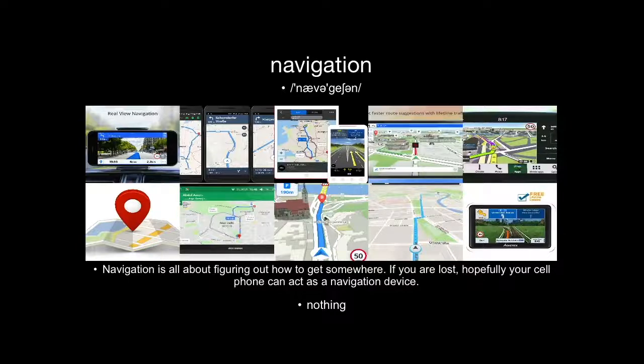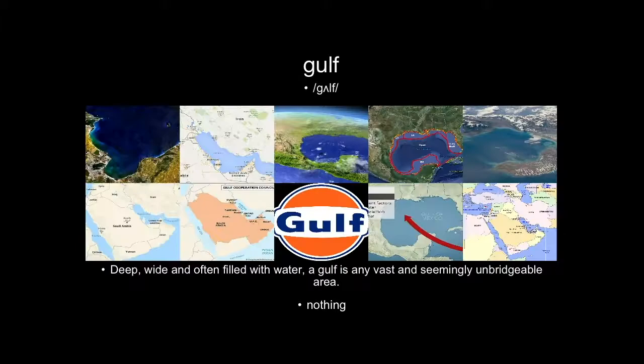Navigation is all about figuring out how to get somewhere. If you are lost, hopefully your cell phone can act as a navigation device. Gulf. Deep, wide and often filled with water. A gulf is any vast and seemingly unbridgeable area.